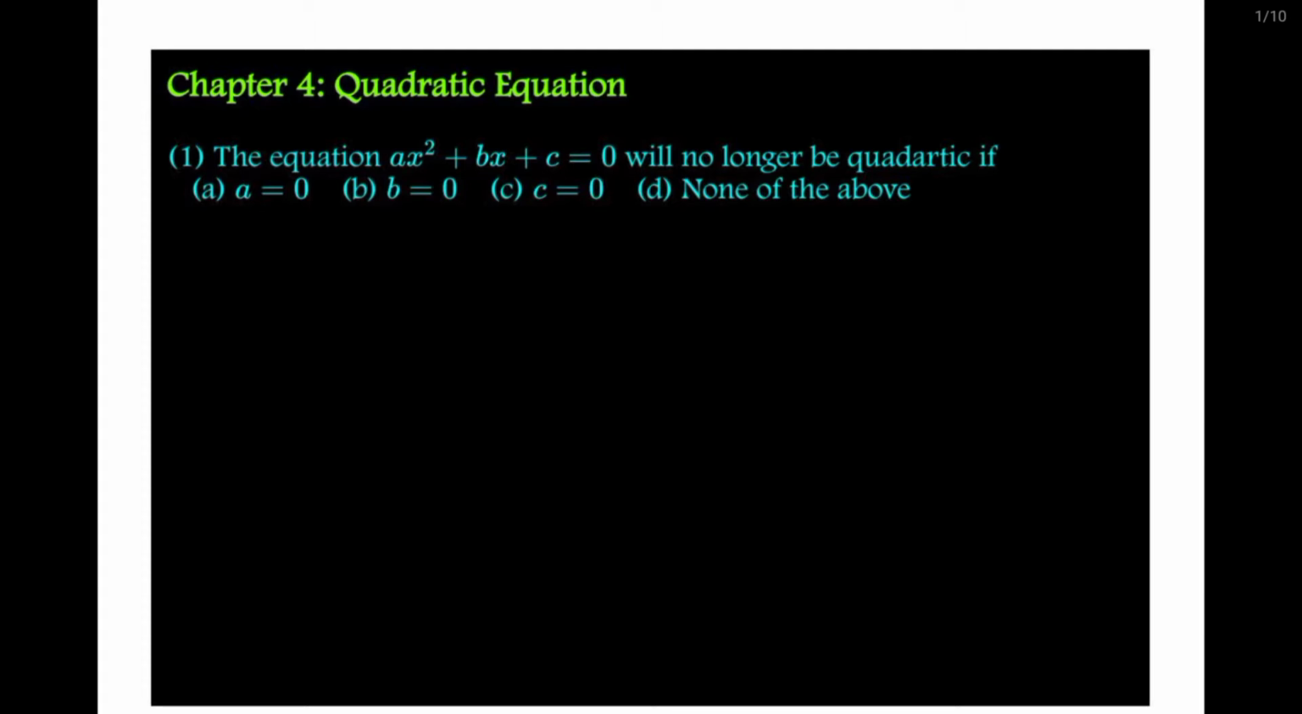So let's get started with the first question from quadratic equation. In this video, we are going to start quadratic equation. The first question is, the equation ax squared plus bx plus c is equal to 0 will no longer be a quadratic if some conditions are given along with that. Which one of them is correct?